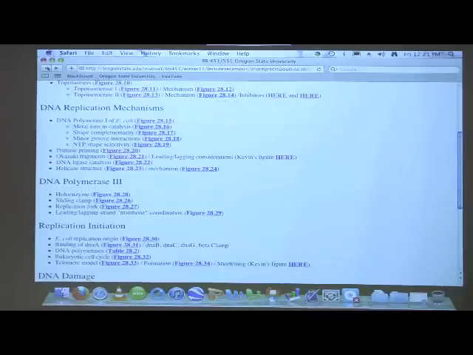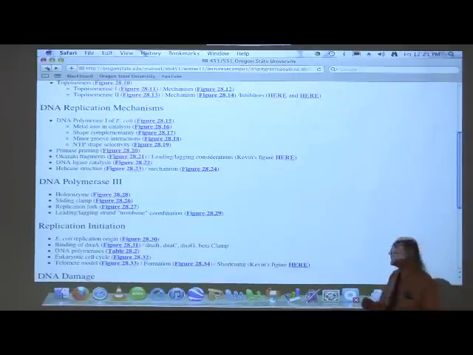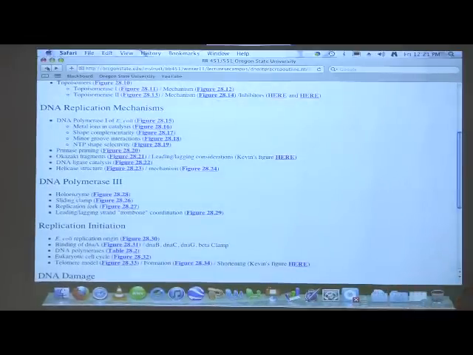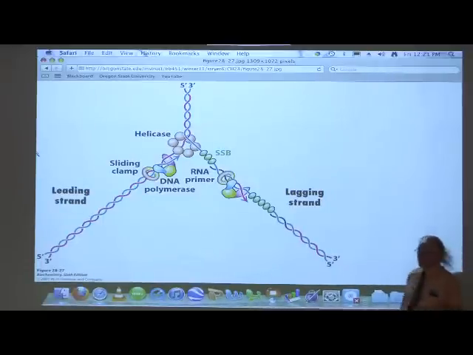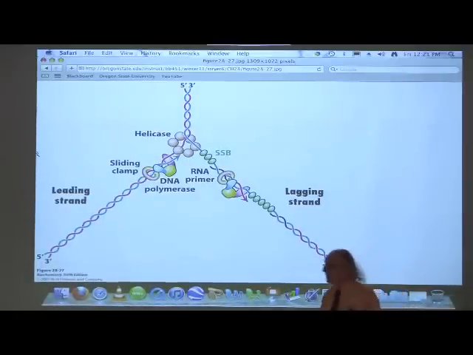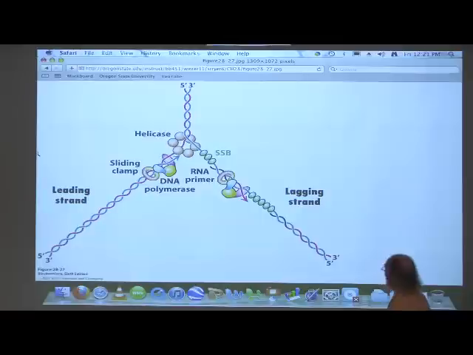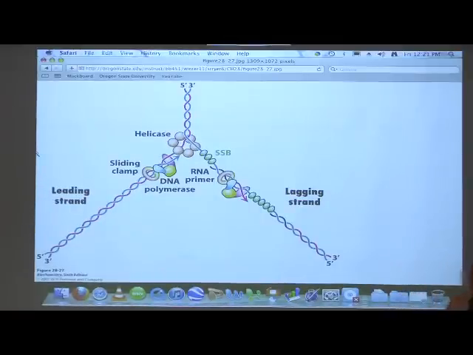Now, a really remarkable thing is if I go back to, in fact, I'm going to show you right here. If I go to that replication fork, all right, and I look at what's going on there, this shows very nicely many of the players in this process.